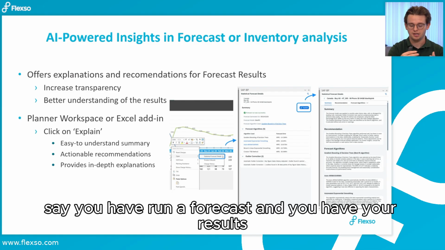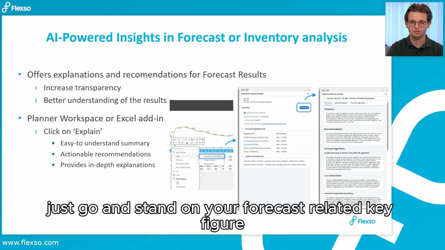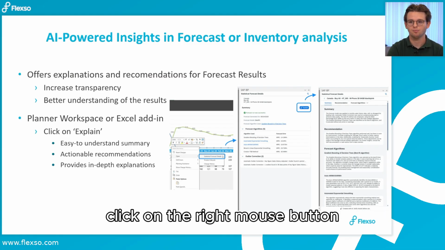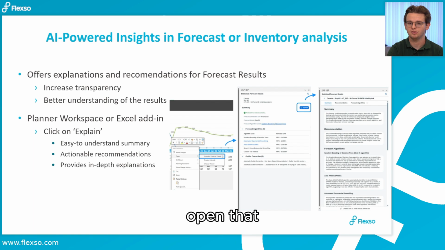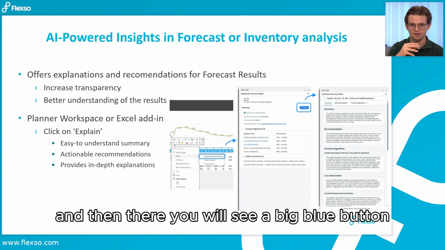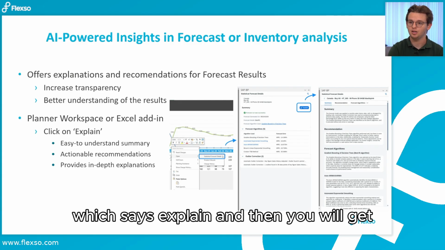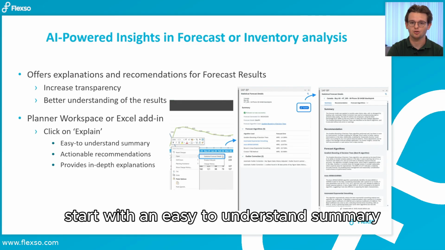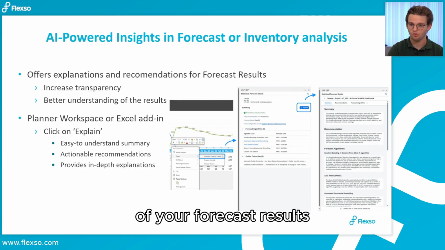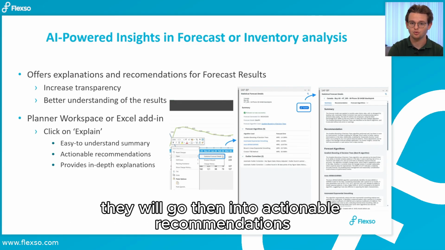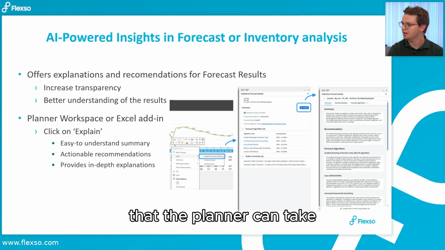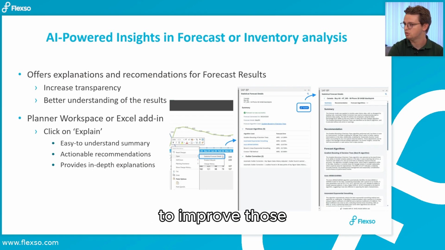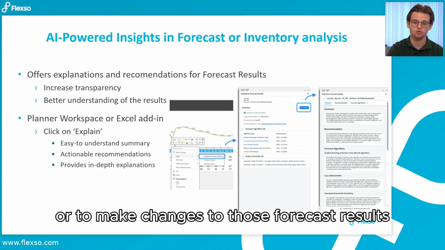So basically, say you have run a forecast and you have your results. Just go and stand on your forecast related key figure, click on the right mouse button, open that side panel for the forecast results, and then there you will see a big blue button which says explain, and then you will get a whole list with the whole explanation. They will basically start with an easy to understand summary of your forecast results. They will go then into actionable recommendations that the planner can take to improve those forecast results or to make changes to those forecast results.